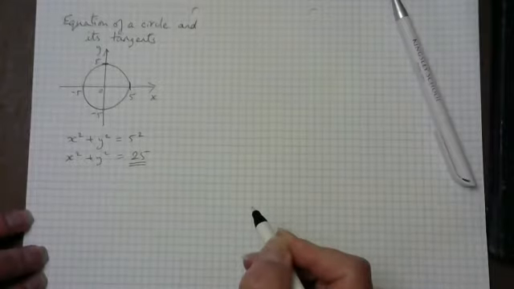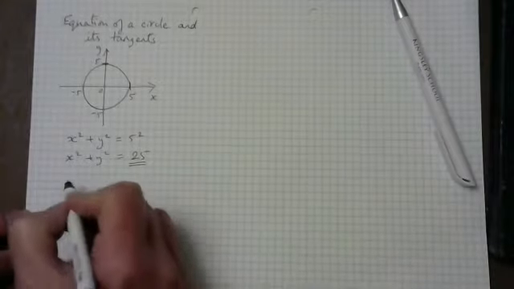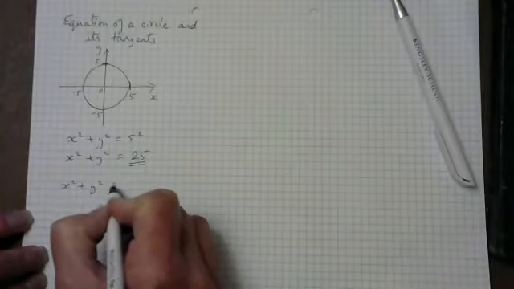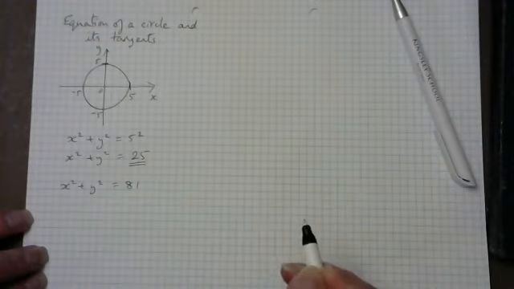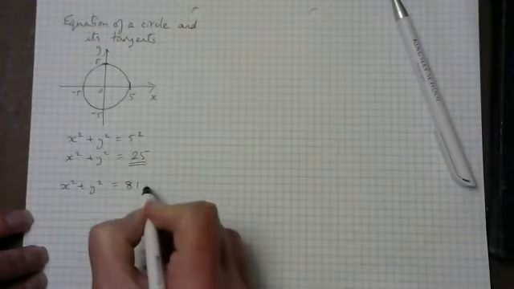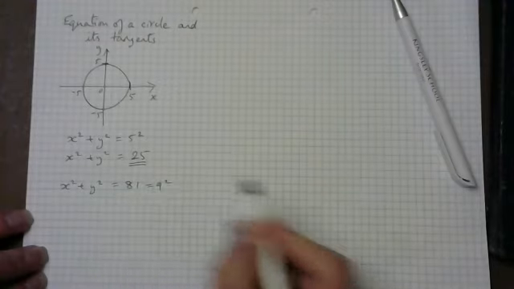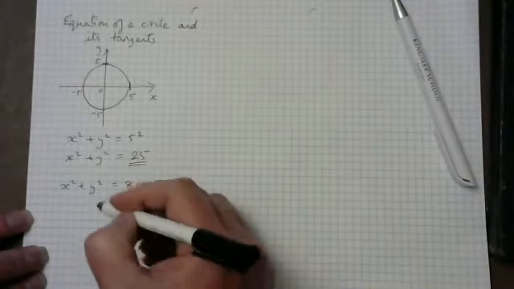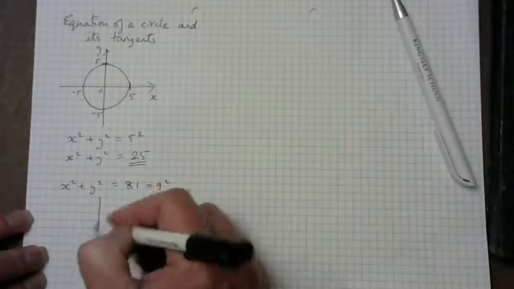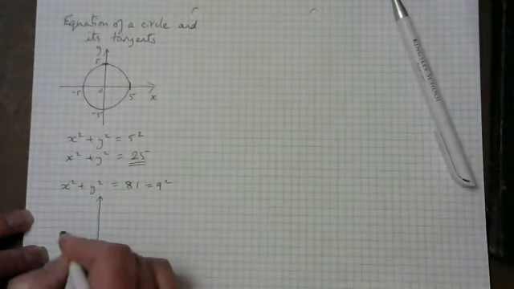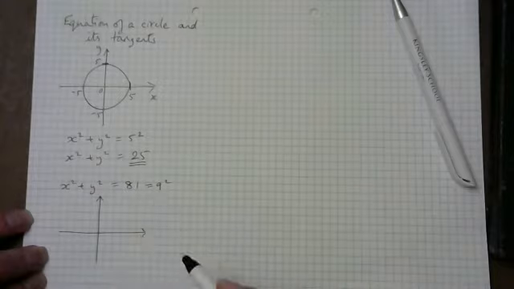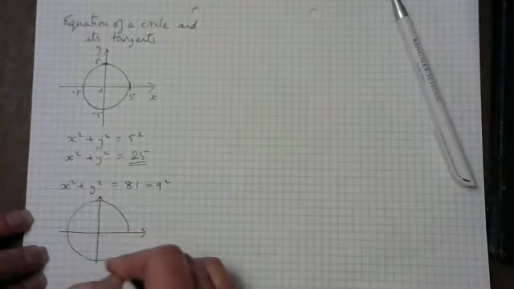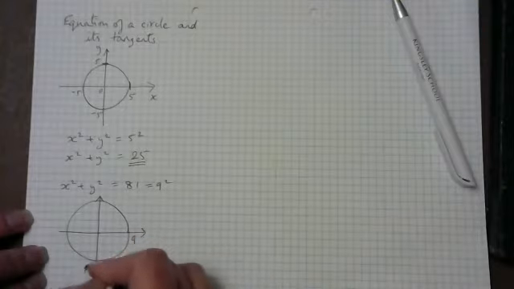So if they give me another circle and they tell me the equation of the circle is x squared plus y squared equals 81, then I know that 81 is 9 squared, and I know the circle they're describing to me is exactly the same shape as what I've done up there. The only difference is it's got a radius of 9, that's all. Draw the circle, give it a radius of 9.